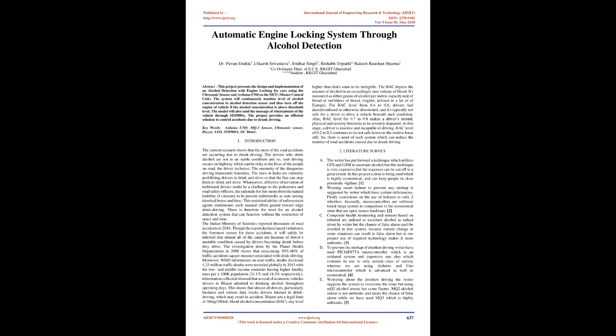The Indian Ministry of Statistics reported thousands of road accidents in 2016. Though the report declared speed violation is the foremost reason for these accidents, it can safely be inferred that almost all of the cases are because of drivers' unstable condition caused by drivers becoming drunk before they drive. The investigation done by the World Health Organization in 2008 shows that about 50%–60% of traffic accidents are associated with drink driving. Moreover, WHO data on road traffic deaths disclosed 1.25 million traffic deaths were recorded globally in 2013, with the low and middle income countries having higher fatality rates per 100K population, 24.1% and 18.4% respectively.